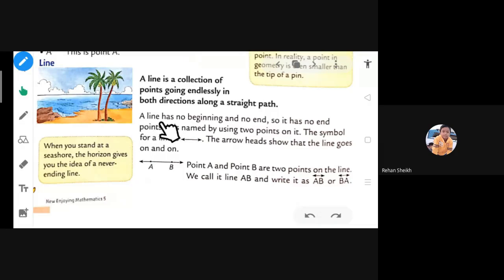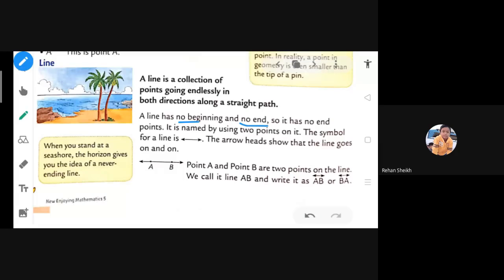A line has no beginning and no end, so it has no end point. It is named by using two points on it. The symbol for a line is a double arrow head, so that the line goes on and on.